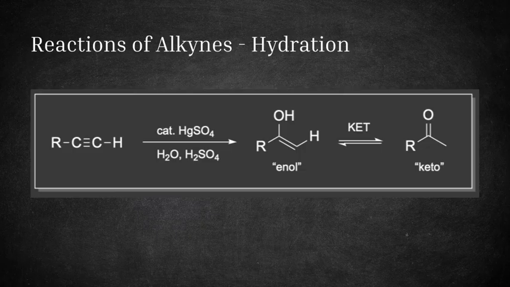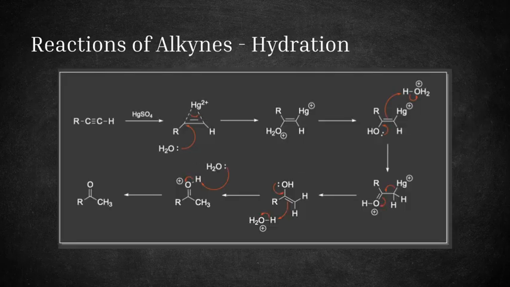Let's now take a closer look at the mechanism to understand how this transformation occurs. In the first step of the reaction, a mercurinium ion is formed, where the alkyne interacts with mercury(II) sulfate to create a three-membered ring intermediate. Water then attacks the more substituted carbon of the three-membered ring, similar to the oxymercuration of alkenes. This nucleophilic attack results in the formation of an oxonium ion, which is subsequently deprotonated by another molecule of water.